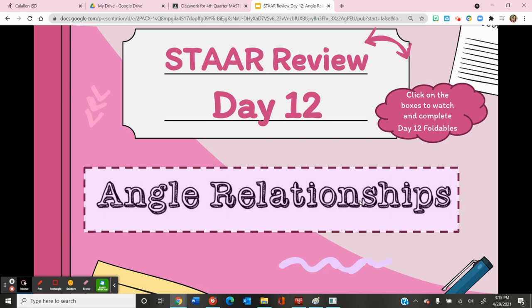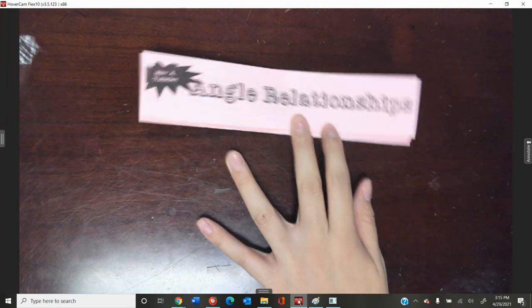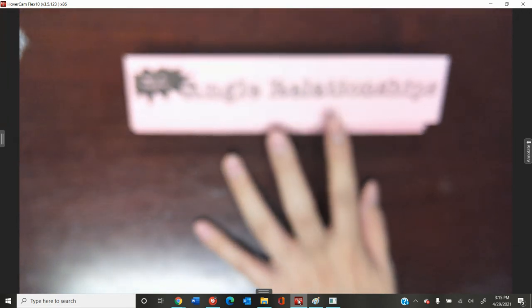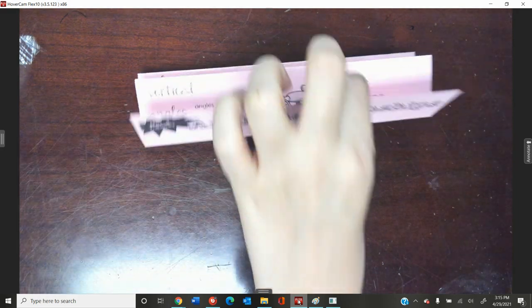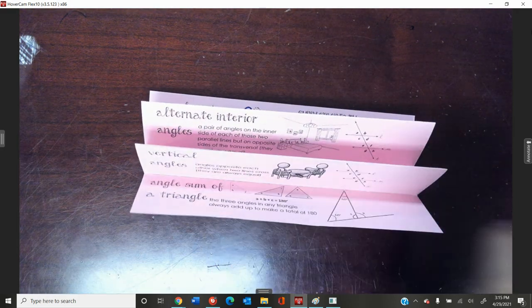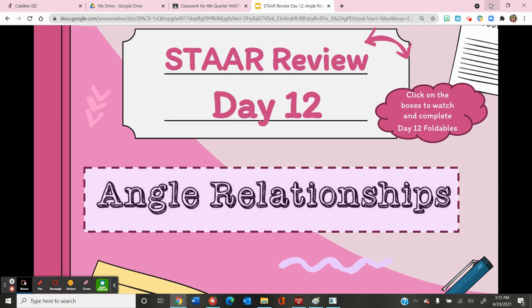Day 12 of your STAAR review, and in this video we will be discussing angle relationships. Now, this is the foldable you should be looking at, and you're just going to go ahead and start off by bringing this flap down, and we're going to look at complementary and supplementary angles.